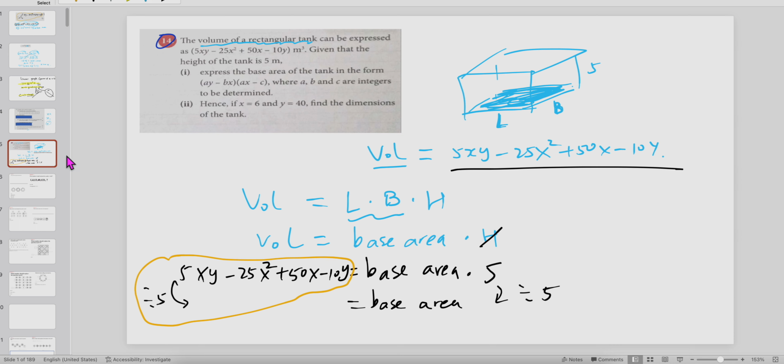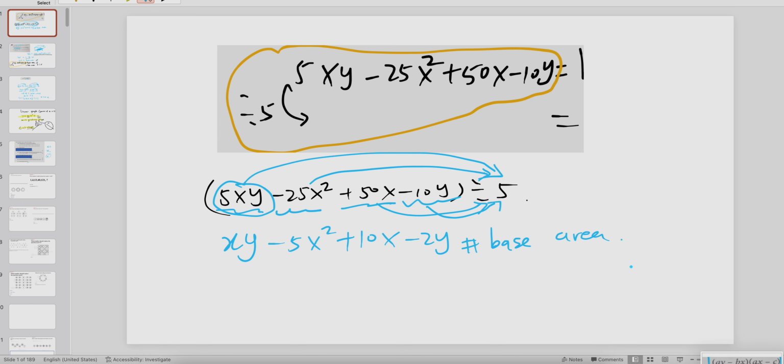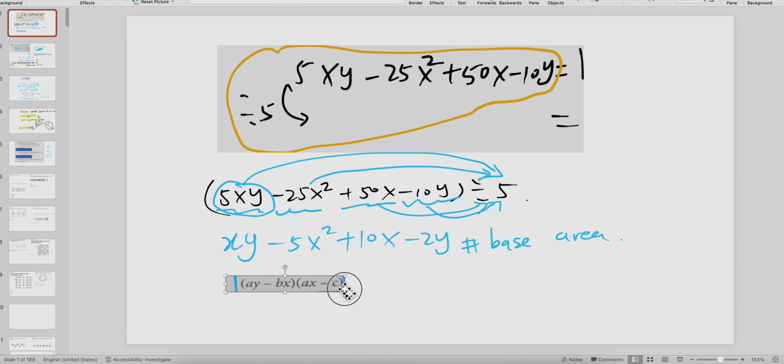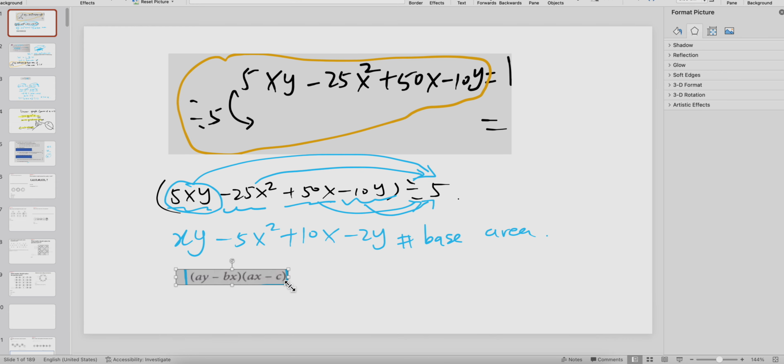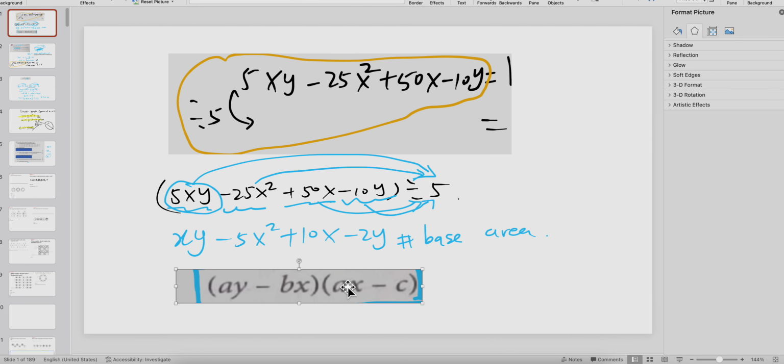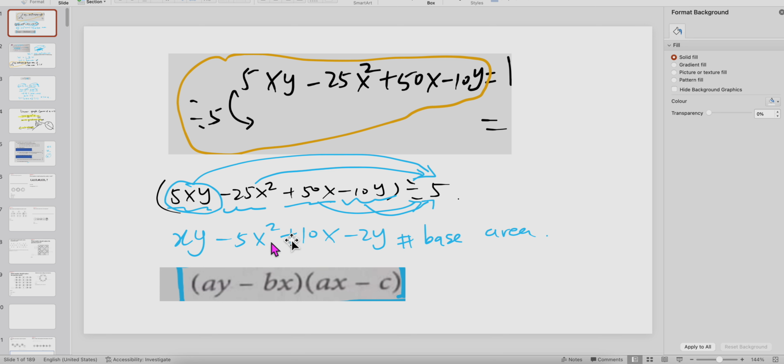Where did I put the question? Yep, here. Okay, so that's how you get it in the form of this. Can you see? They want it to be in this format. You compare this to our answer. Is our answer in this format already? Not yet, right? What format is this actually? The factorized format. So you need to factorize this thing.